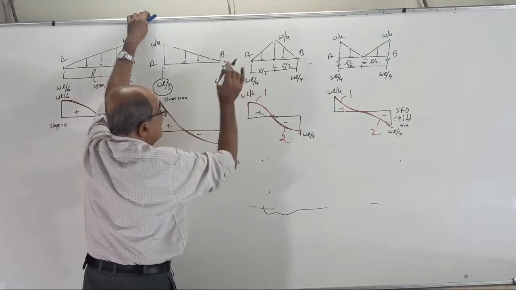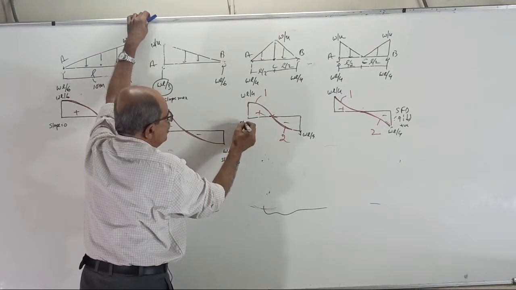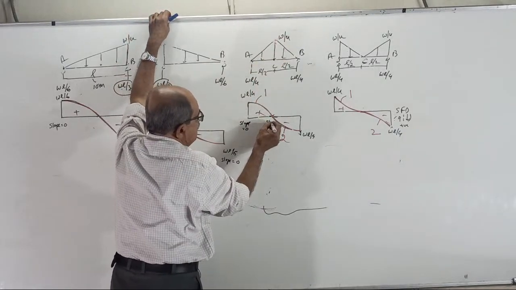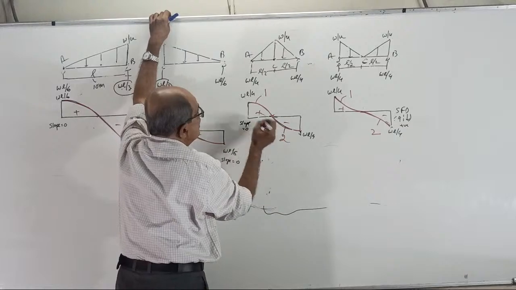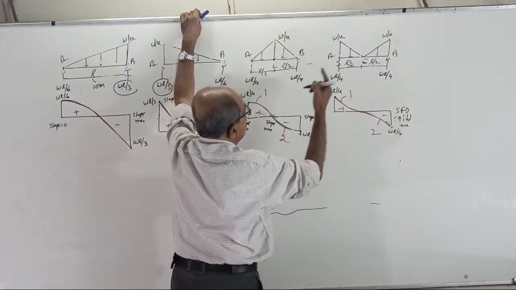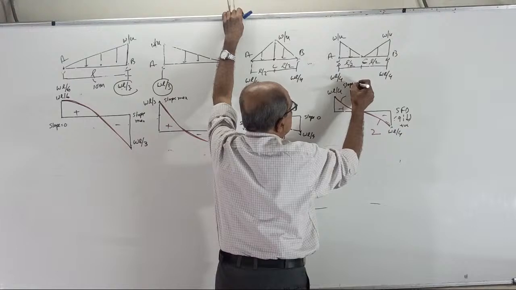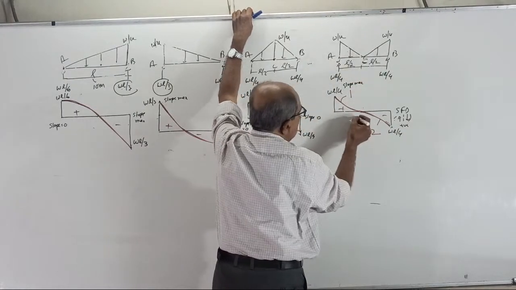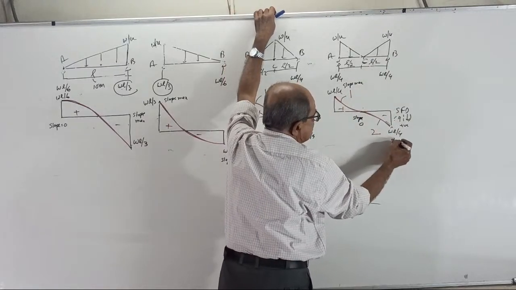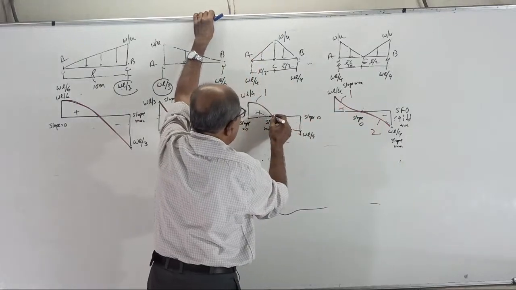I'll tell you what to write later. Intensity 0, slope should be 0. Intensity maximum, slope maximum. Intensity once again 0, slope 0. Here intensity maximum, slope maximum. Intensity 0, slope 0. Intensity maximum, slope maximum. But in between, one point is there. I will exaggerate this one now.